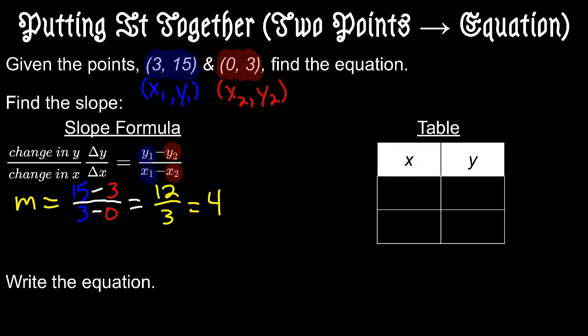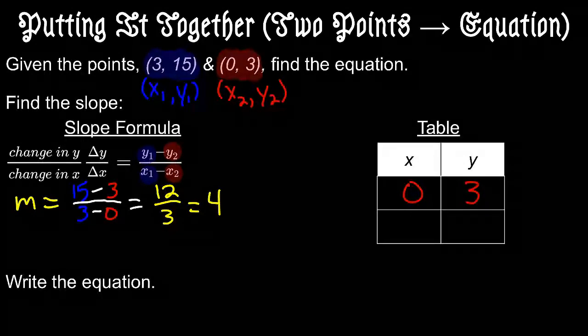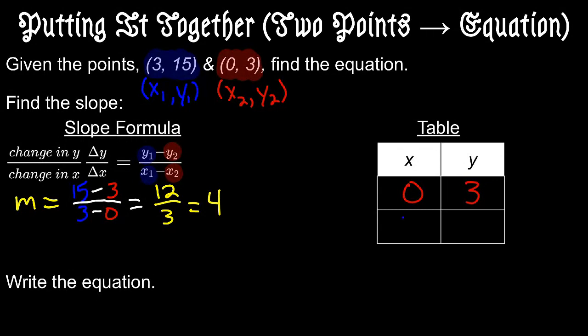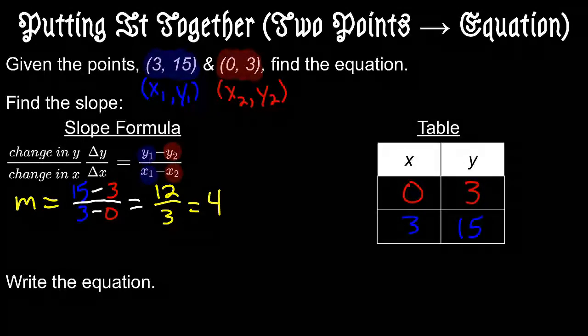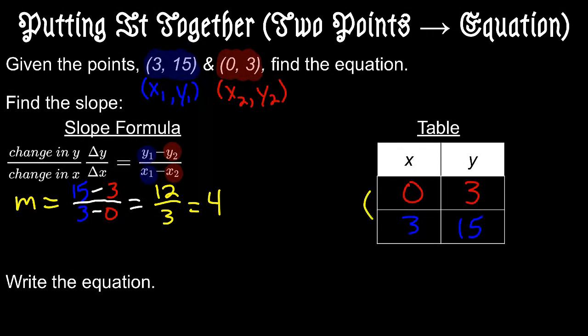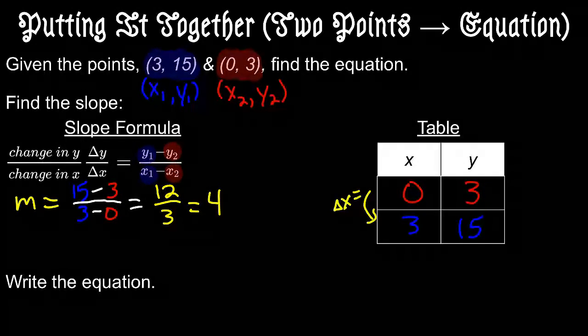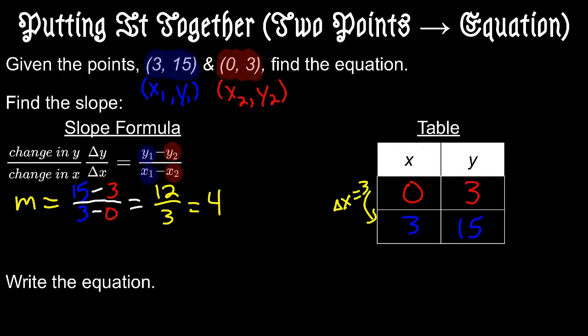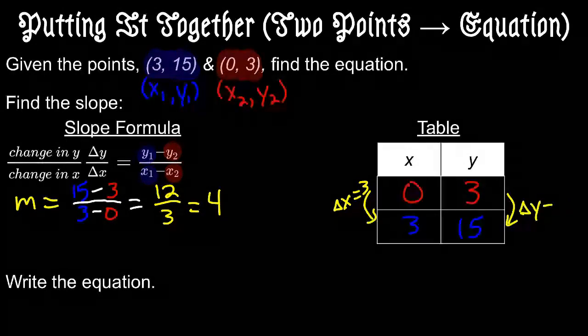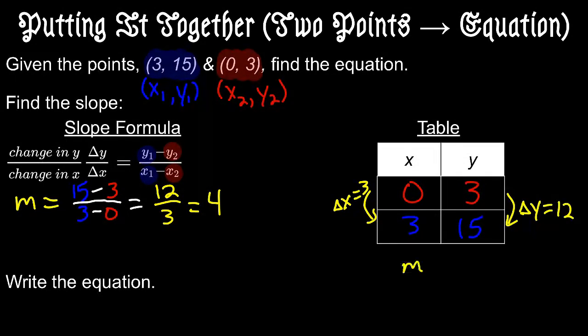In the table, I'm going to put our 0, 3 first. It's just kind of standard to put the y-intercept first if you have it. And 3, 15. So our delta x is equal to 3, and our delta y is equal to 12. So the slope, delta y over delta x, is equal to 12 over 3, which equals 4.